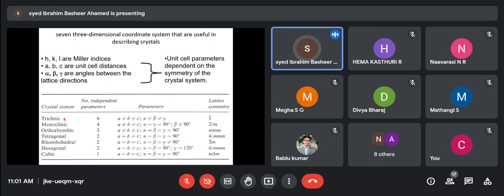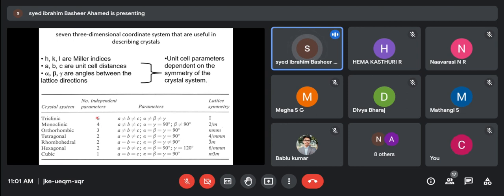So triclinic is the system, the cell, for which you need to collect data for the entire 360 degrees, because here none of the cell parameters is equal. It is unique.